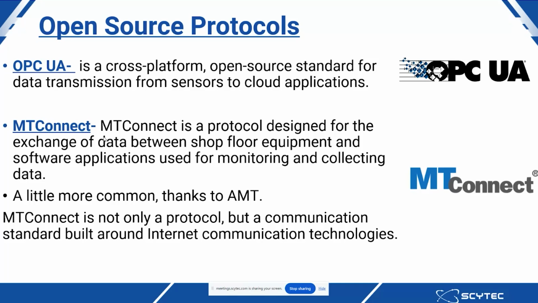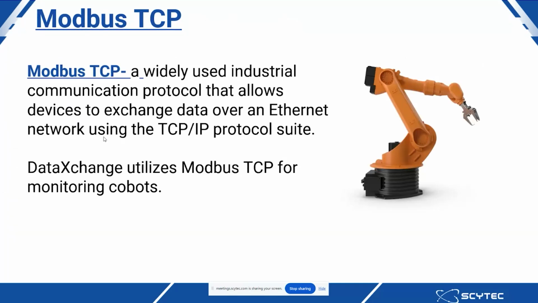So via one of these different protocols that I just discussed, as well as the machine controller types that I just discussed via the Data Exchange direct protocol access, these are the main ways that we are able to pull information off of something that is more than likely out on your shop floor. Finally, we have Modbus TCP. And Modbus TCP is a widely used industrial communication protocol that is very old, that allows devices to exchange data over an Ethernet network using the TCP/IP protocol suite. And why we utilize this protocol is to pull information off of cobots.